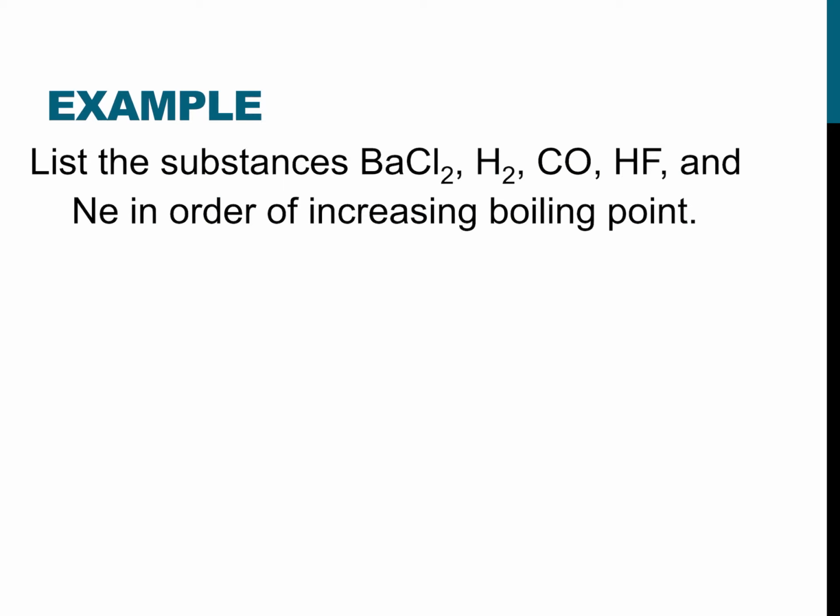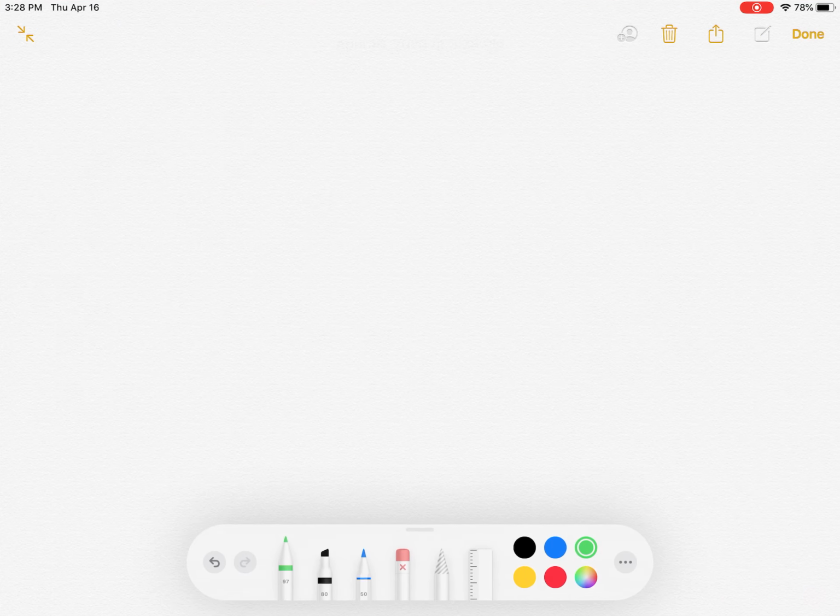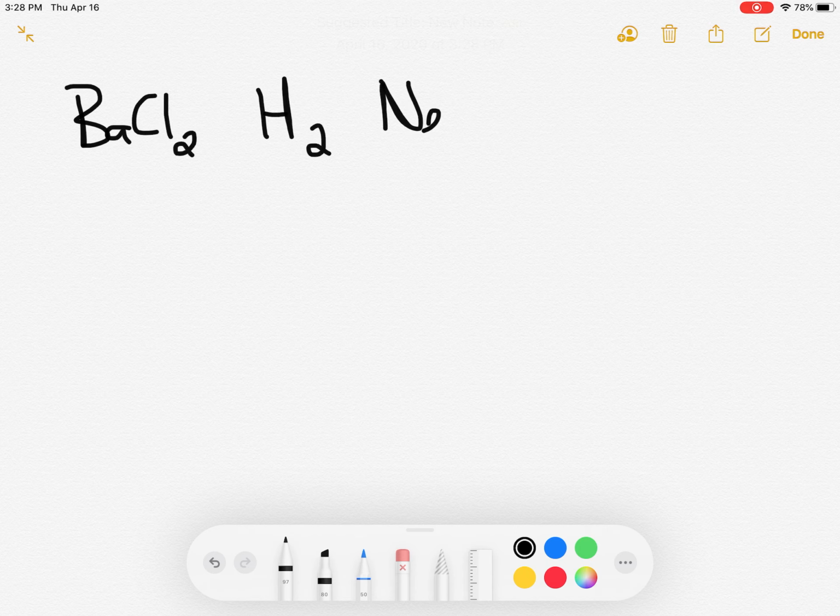Okay, just have some examples here of how we can combine what we learned with the properties in the beginning of the chapter with the intermolecular forces. In this one, it says list the substances in order of increasing boiling point. So we're not going to look up the boiling point. We're going to put them in order based on the strength of their intermolecular forces. So we have BaCl2, H2, Ne, CO, and HF.